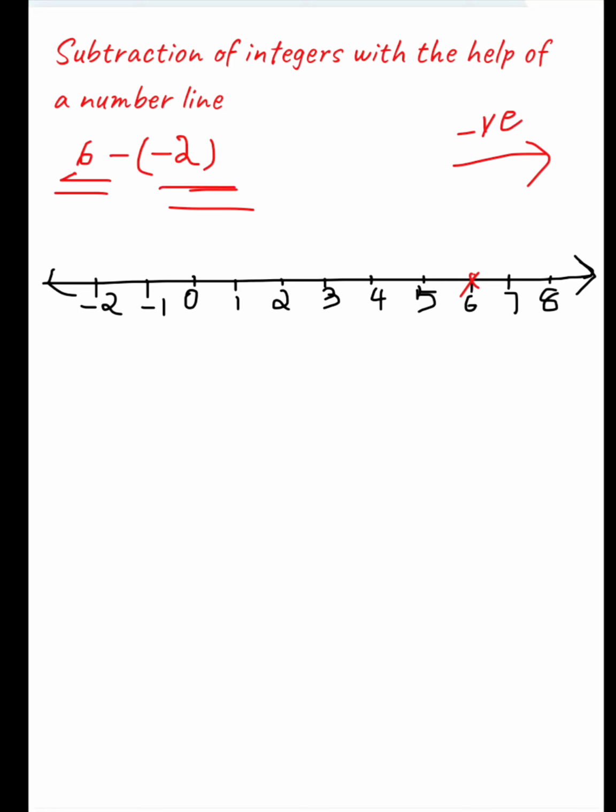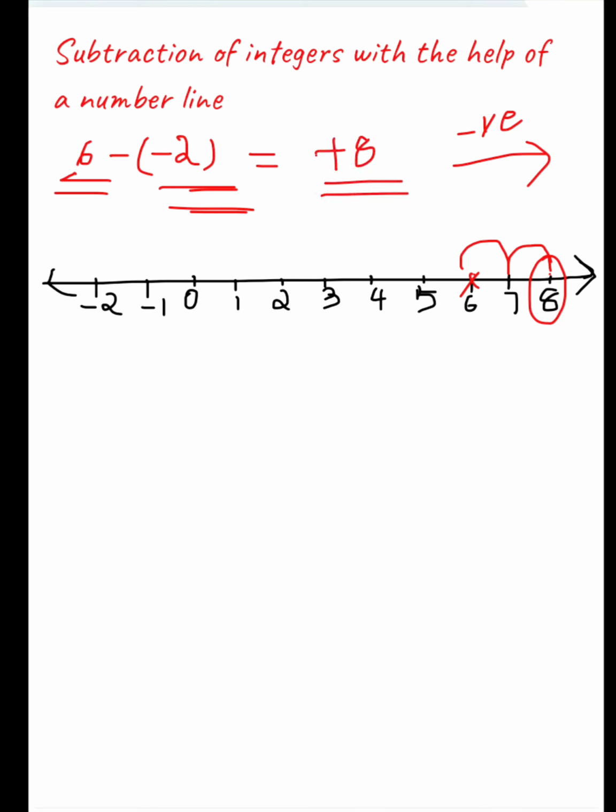So here also the second number is minus 2. So we need to move to which side? To the right side. In addition, it was towards the left side when the second number is a negative number, but in the case of subtraction, you need to move to the right side. By how many steps? By 2 steps. So 1, 2. Okay, so you will reach here. So this will be the answer. That is, this will be equal to plus 8.